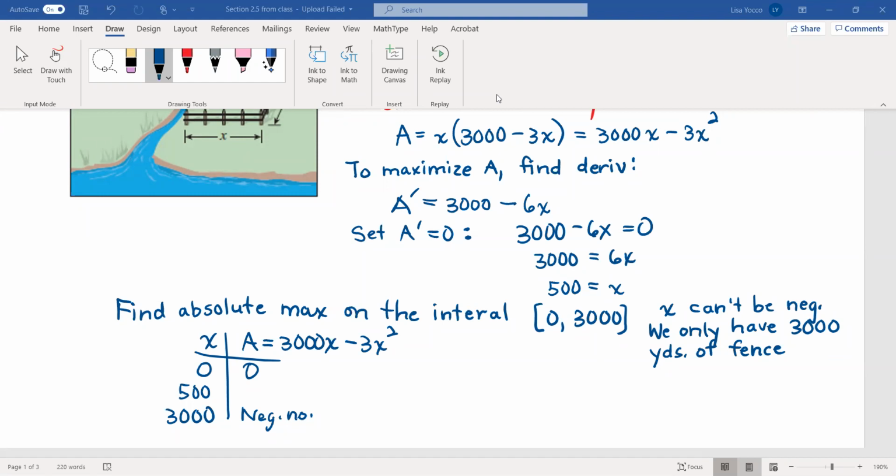Okay, so when x is 500, the area is 750,000, and that sounds right to me. Okay, so now we've found our maximum. This is our absolute maximum.